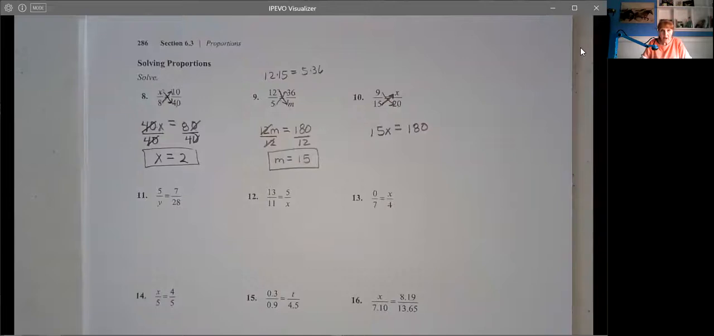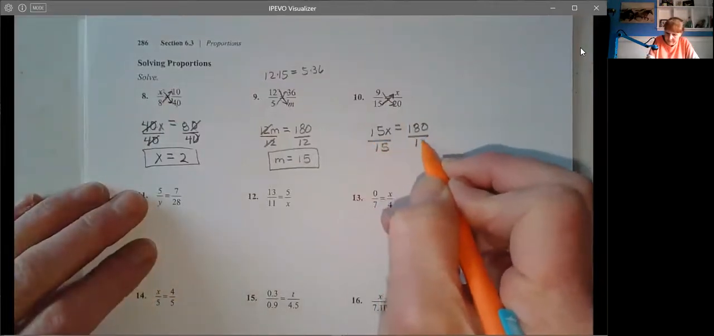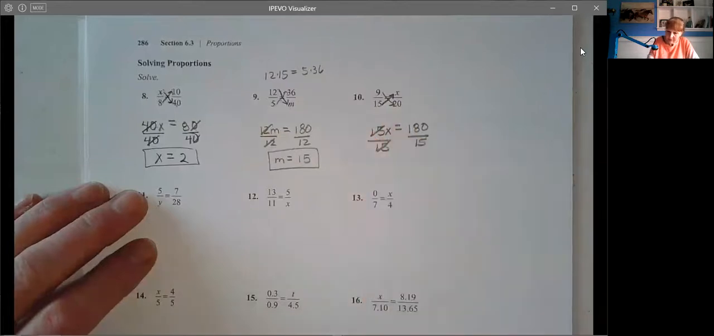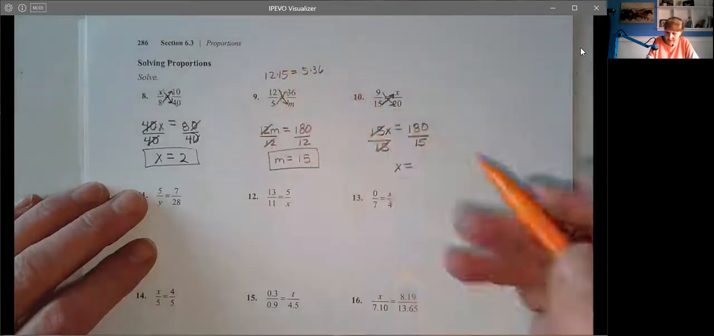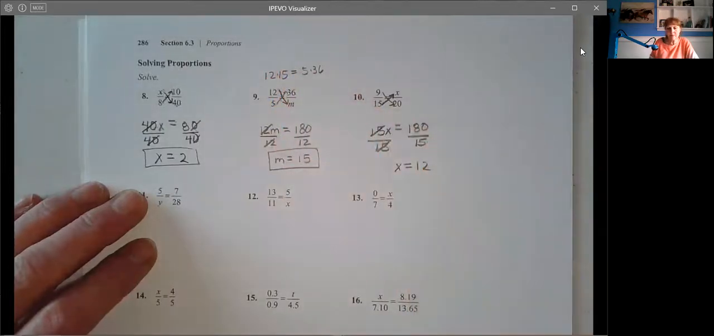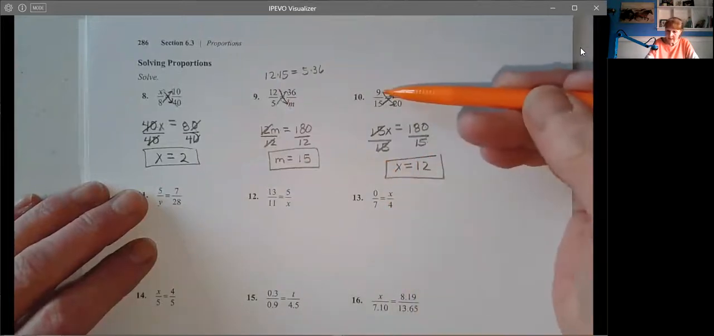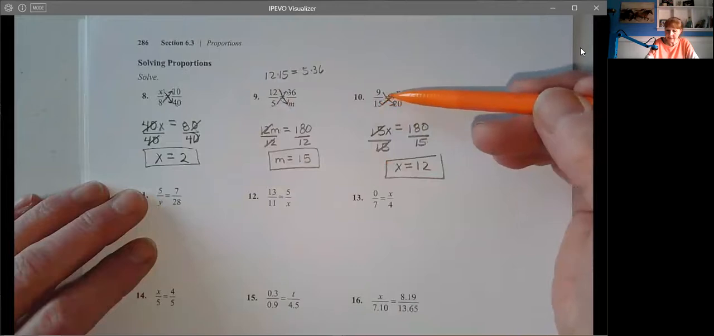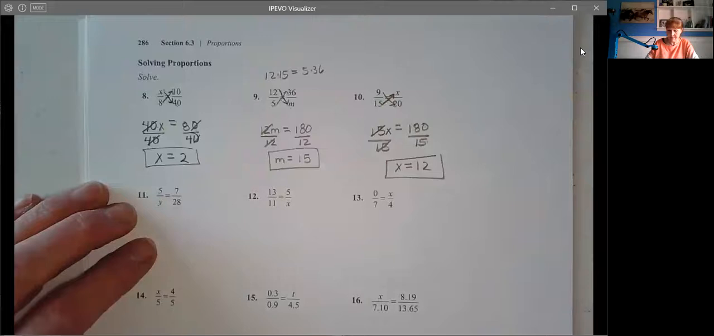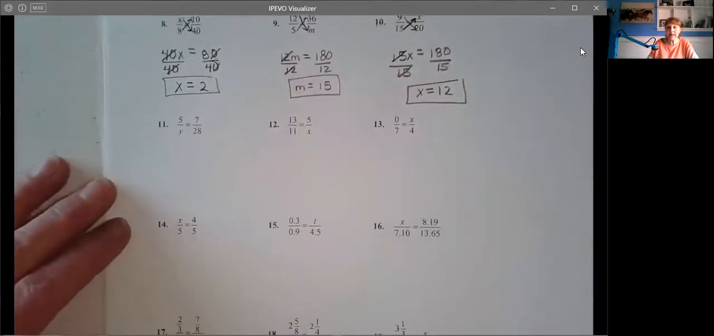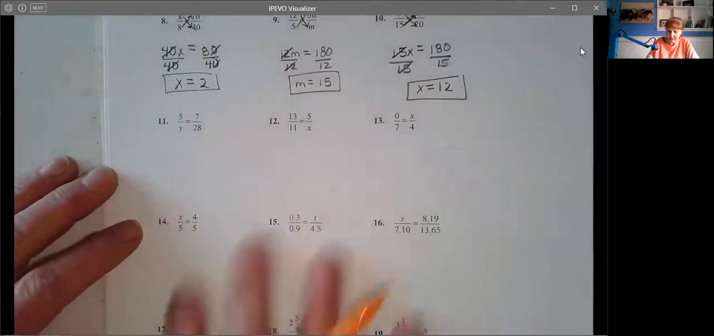To get the x by itself, I divide by 15. So x then is equal to 180 divided by 15. I know that's got to be 12 from the previous problem. Okay. So 9 times 20 is equal to 15 times 12. Hope I haven't lost you, but we're going to do some more. This is pretty much the main idea of these sections. We'll do some story problems, but this right here is the main idea.